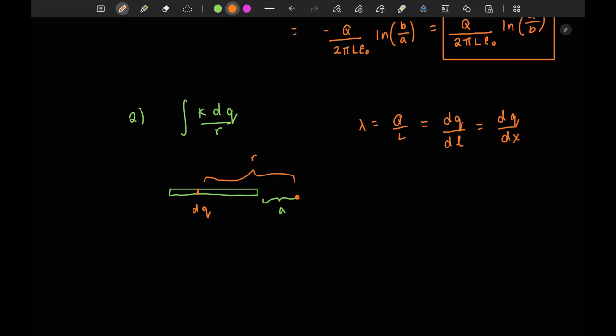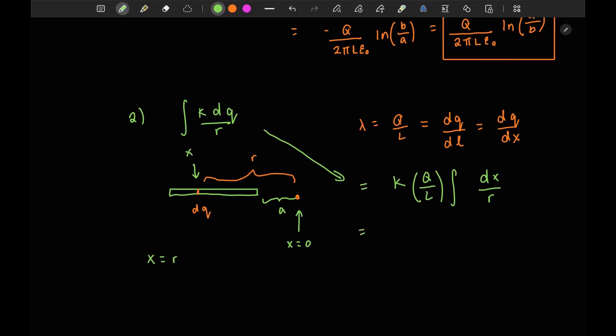With that, I'm going to rewrite my integral. Integral K dq over R is equal to, I'll pull out the K, dq I'll rewrite as Q over L dx, so that we have integral dx over R. Now it's up to us to set where we want x equals 0 to be located. I'm going to choose it to be the point at which we are evaluating the field. And with that, that would mean that if I know the x coordinate of my dq, x is equal to r. So we got KQ over L, integral dx over x.